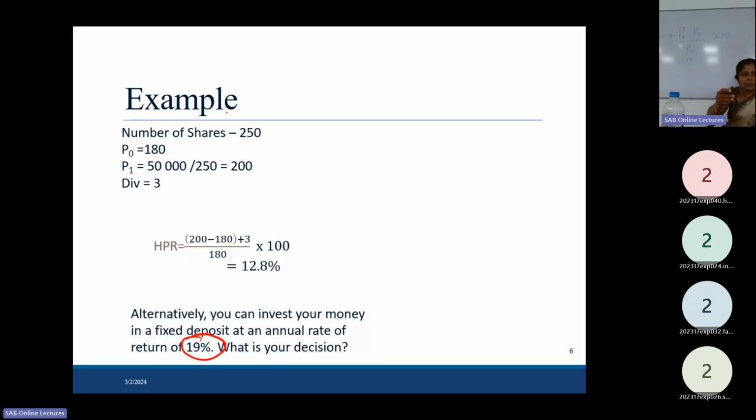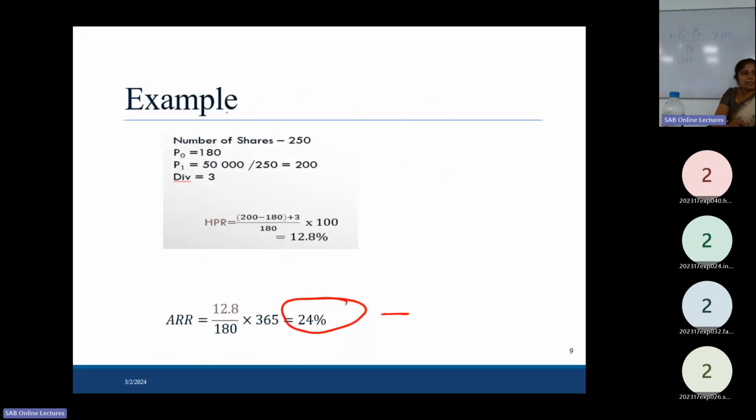So now you can see that comparison based on your risk appetite. If you are a risk taker, if you wish to take a certain level of risk, you can go to the Lion PSC, or if you are a risk averse investor, you can go with the fixed deposit at 19%. Right. Two concepts I explained: holding period return and annualized rate of return.